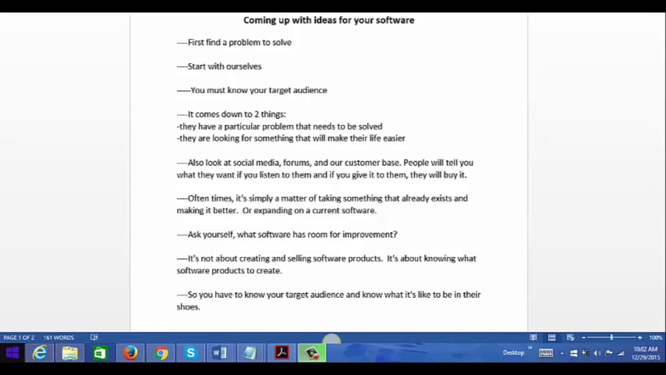So you have to ask yourself, what software out there has room for improvement? And you have to remember this: it's not about just creating and selling software products. There's a lot of money to be made in selling software products, don't get me wrong, but it's also about knowing what software products to create. So that's why it's important to know your target audience and know what it's like to be in their shoes.